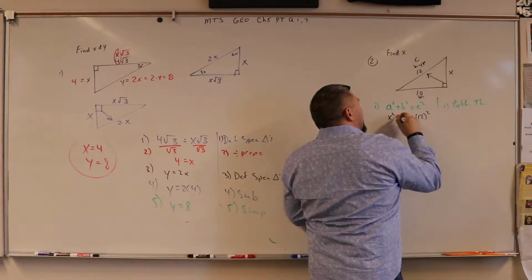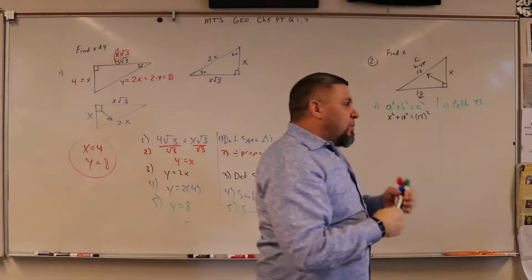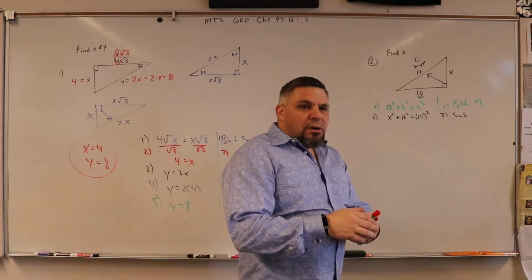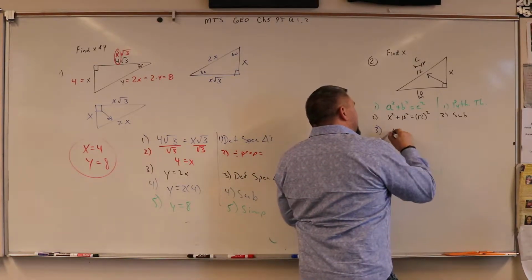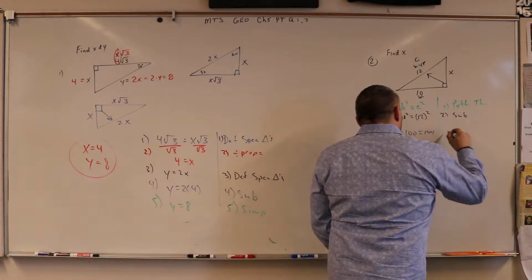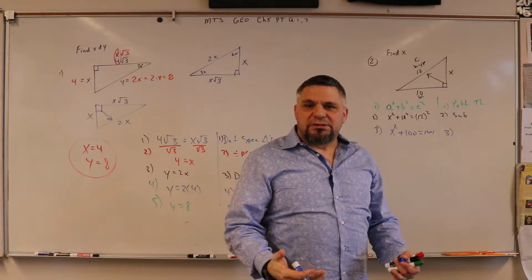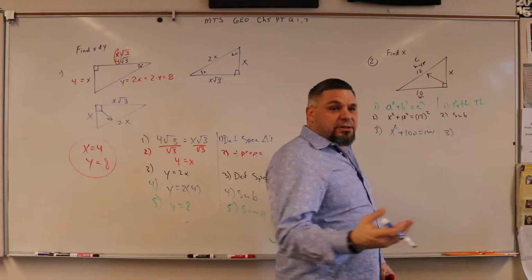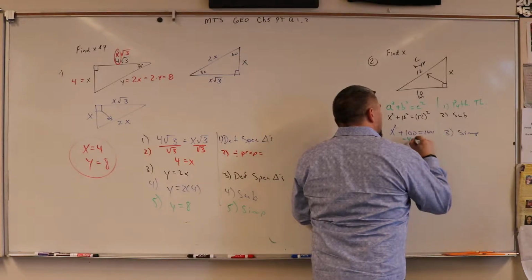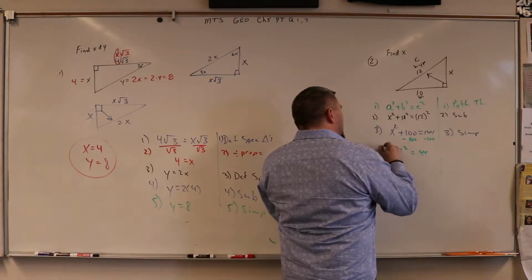And I can go x squared plus 10 squared is equal to 12 squared, right? And what did we do there? We substituted, right? And then our third step is x squared plus 100 is equal to 144, right? And what did we do? We did exponents, right? We simplified. Anytime you do PEMDAS, exponents, you simplify. And then we subtract 100, and we get x squared is equal to 44.